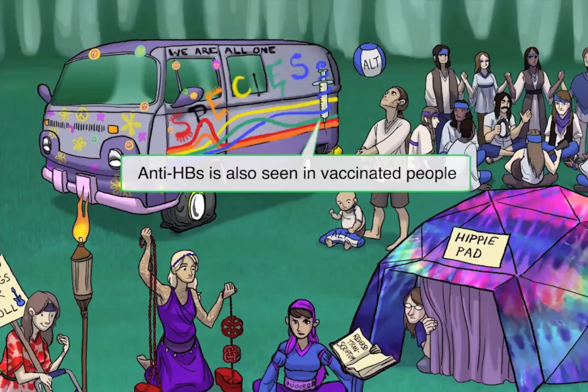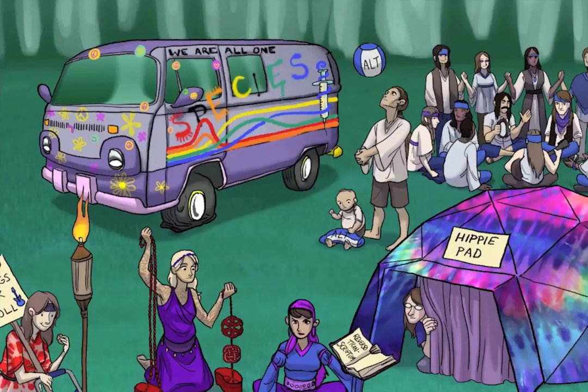So if both recovered people and immunized people have anti-Hep B surface antibodies, how do you tell them apart? With the presence of either anti-Hep B E or anti-core antibodies. Immunized people will be negative for both. Recovered people will be positive for at least core antibodies.